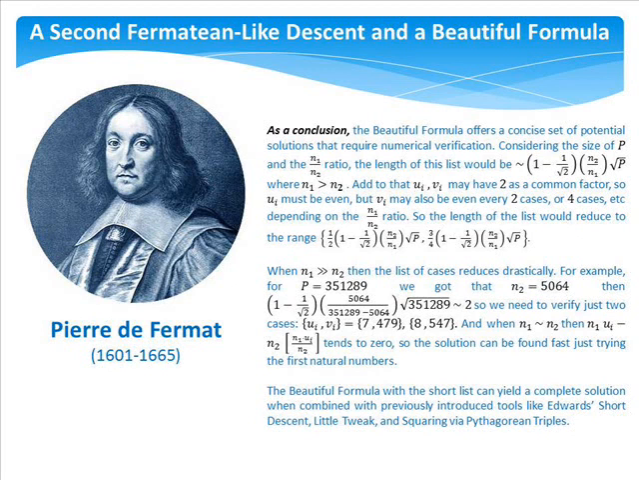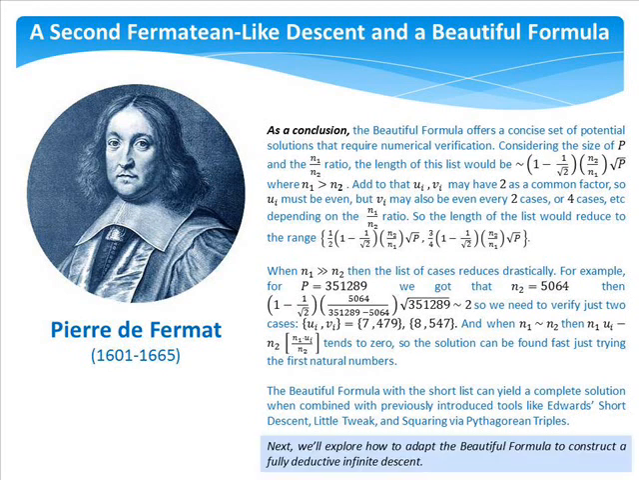Again, the beautiful formula coupled with a short list can yield a complete solution when combined with previously introduced tools like Edwards' short descent, the little tweak, and squaring through Pythagorean triples. Next, we'll explore how to adapt the beautiful formula to construct a fully deductive infinite descent.